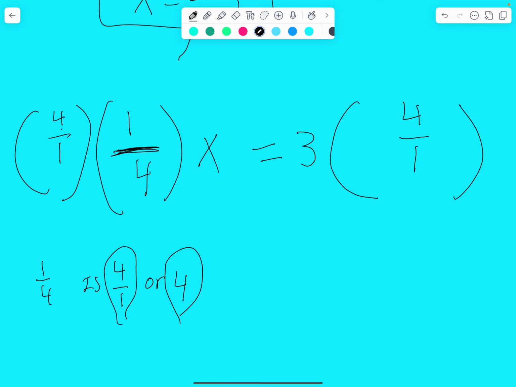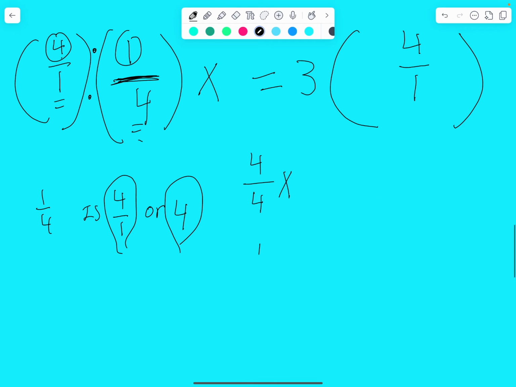And we multiply these two numerators, and then these two denominators. We know that 4 times 1 is 4. 4 times 1 is 4. So we have 4 over 4 times x. 4 over 4 is a fancy way of saying 1, because anything divided by itself is 1. 100 divided by 100, 1. 33 divided by 33, 1, right?